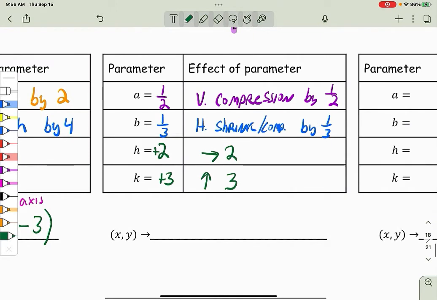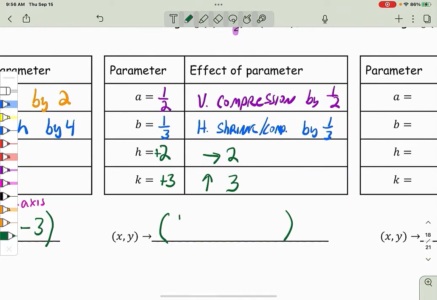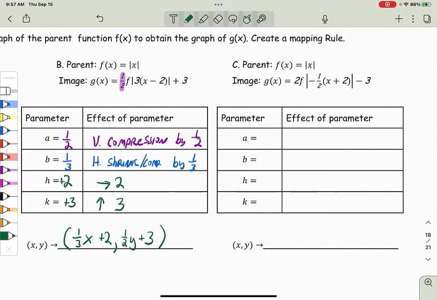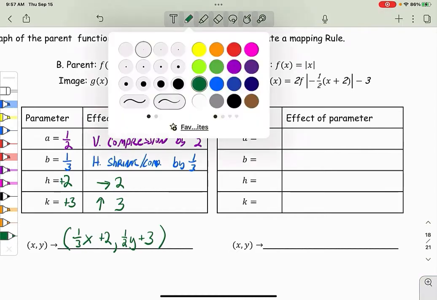So now let's go ahead and go over our transformation x's and y's. So for our x, we'll do 1/3 x, and then notice it's going to go plus 2. And for our y, it's going to be 1/2 y plus 3. So there you have our formula for our x and y values for this equation. And we can do a similar thing with this equation as well. And what we can do is go through this.